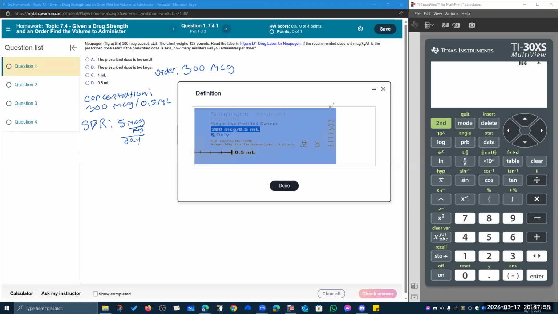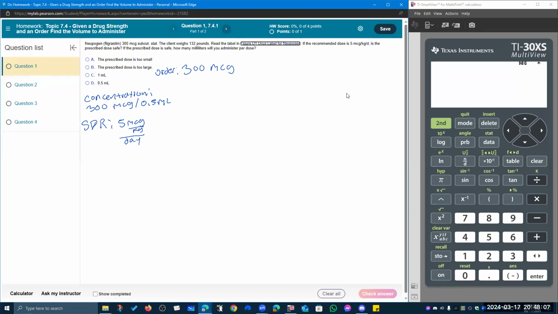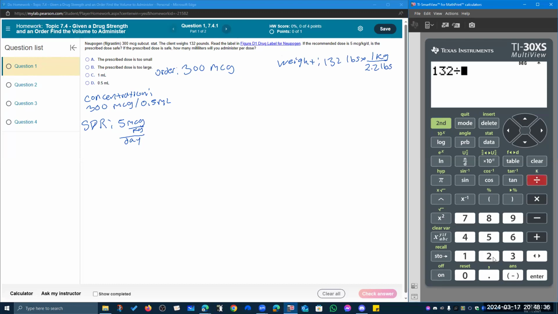All right, is the prescribed dose safe? Let's go ahead and figure that out. So we're going to change pounds to kilograms. The patient's weight is 132 pounds. We're going to say that there's 2.2 pounds per kilogram. 132 divided by 2.2 is going to be 60.